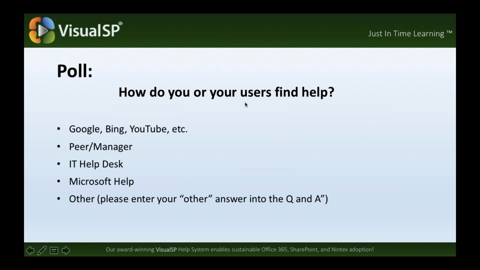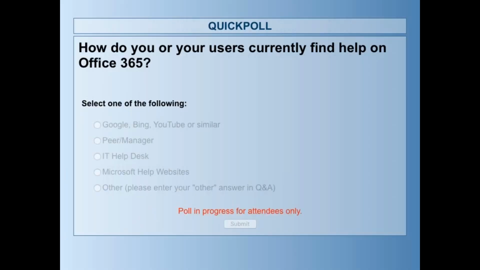Before we get going with the demonstration, let's start with a poll. And Asif, if I can have you help me out here a little bit. You should get a pop-up here in just a second, but what we want to ask you is, how do you or your users currently find help on Office 365? Your answers are Google, Bing, YouTube, or similar; your peer or a manager; the IT help desk; Microsoft help websites; or other. And if you do have other, if you could do me a favor and enter that into the Q&A. And I can see the answers tabulating.